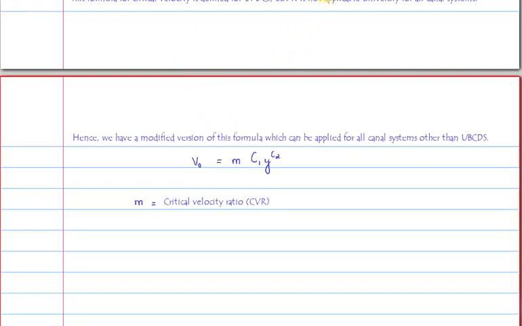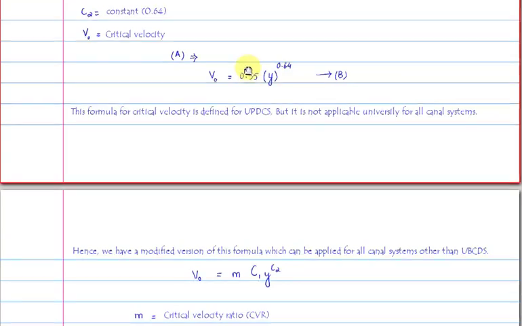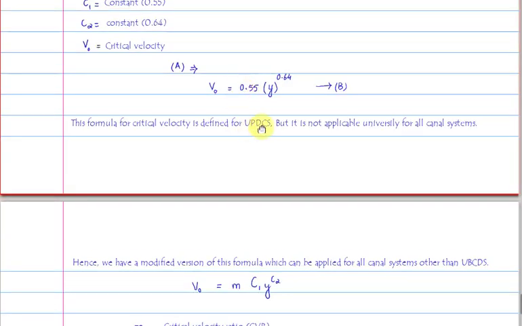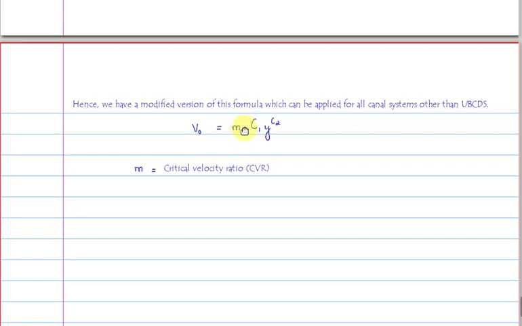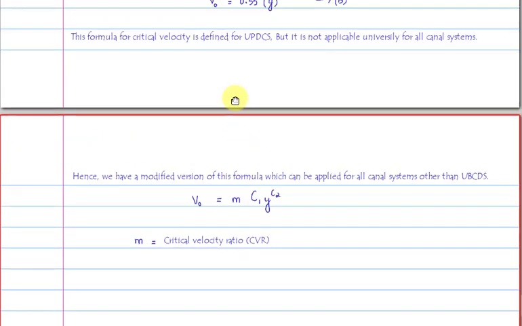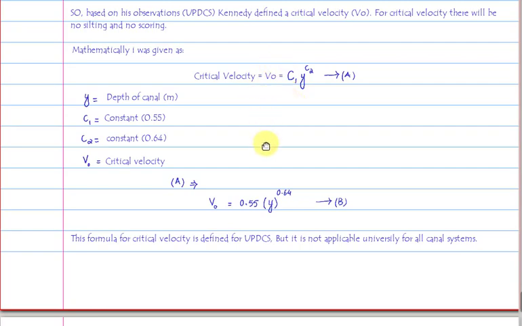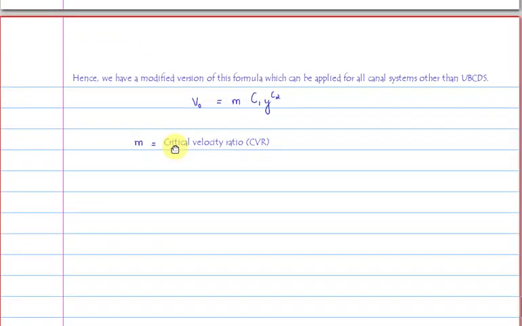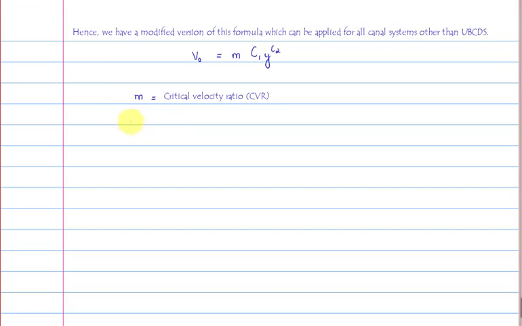So on the basis of the above formula, can you let me know what is going to be the value of M for the upper Bari Doab canal system? Obviously, if you put 1 in place of M, then this will become similar to this formula, right? So the value of M for the upper Bari Doab canal system will be equal to 1.